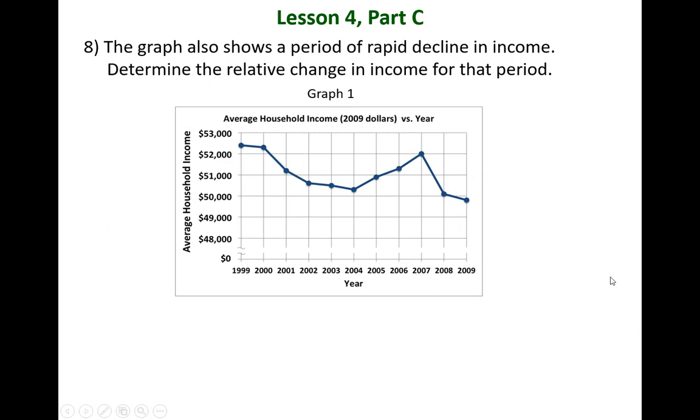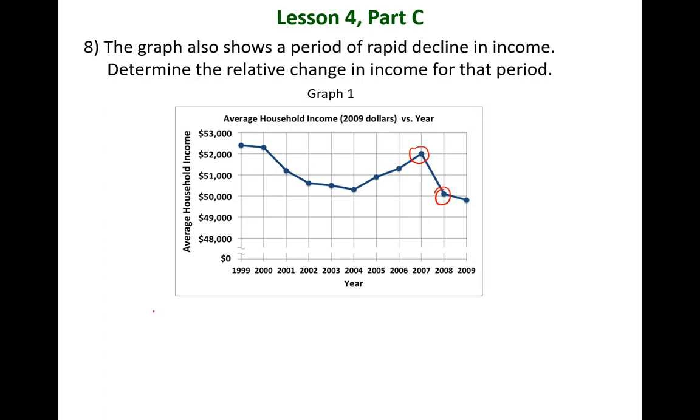The graph also shows a period of rapid decline in income. Determine the relative change in income for that period. Well, we have a very pronounced rapid decline in this single 1 year period here. So look at just that 1 year.